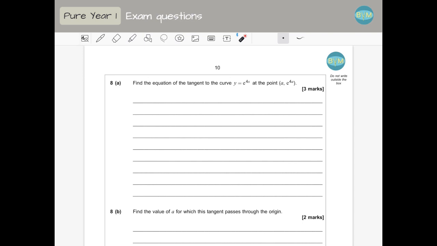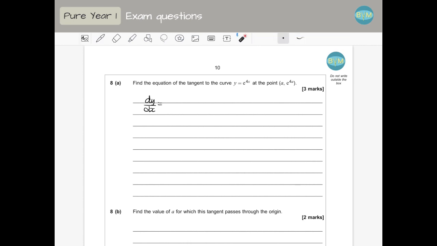Hello, this is question 8 on your November 2020 paper 1 from AQA, so the AS paper. You have to find the equation of the tangent to the curve y equals e to the power of 4x at a particular point. So remember, for the tangent we need one point, which is this one, and the gradient is given by dy by dx, the derivative.